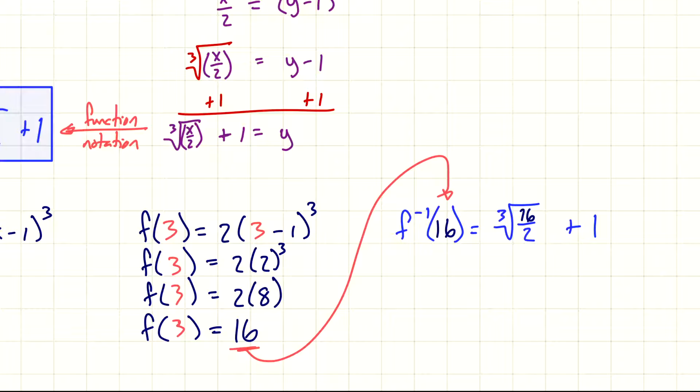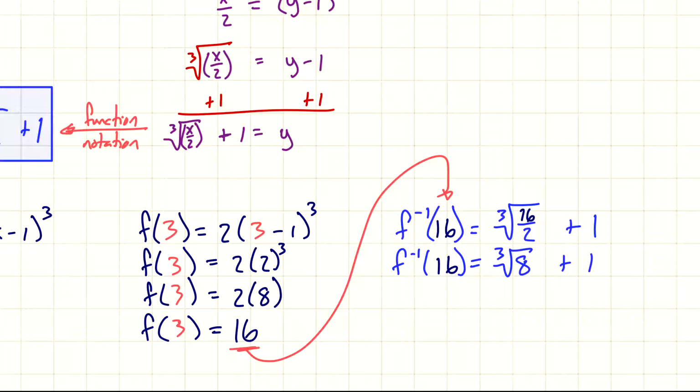And now we have to simplify this. It looks complicated, and maybe you might think, oh, I can't do that. Well, take it one step at a time. We're going to focus on that fraction. So 16 divided by 2 is going to be 8. So it's the cubed root of 8 plus 1. It helps if you show each step. That way we know if we make a mistake where to fix it.